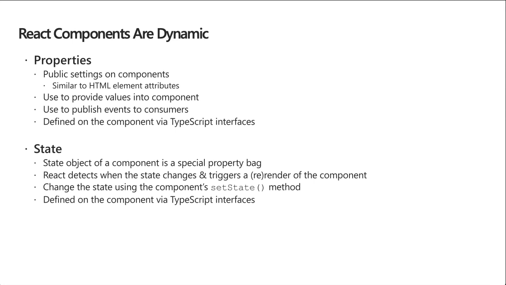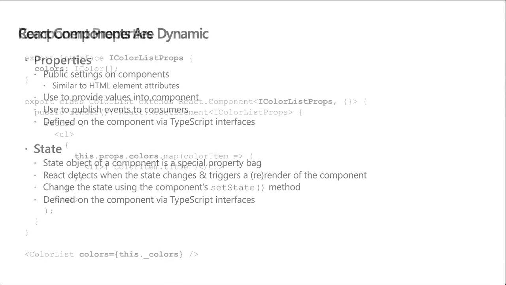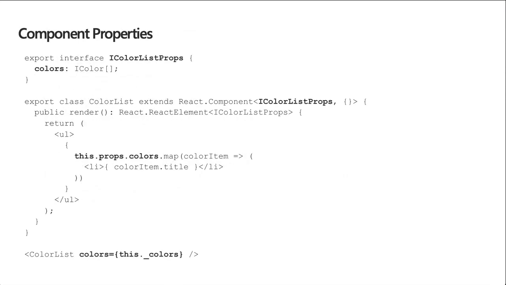The state of a component is a very special property bag. React is going to detect when the state changes, and it's going to trigger a re-rendering of the component that you're currently in. You're going to change the state using the component's method setState. This is going to be defined on the component via TypeScript interfaces as well. So let's look at component properties.